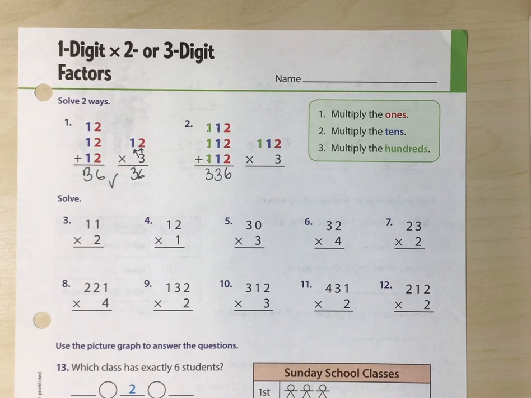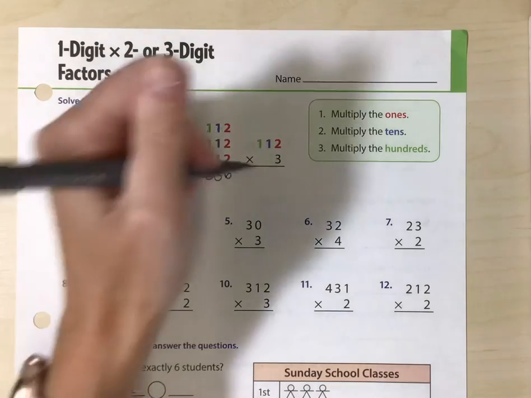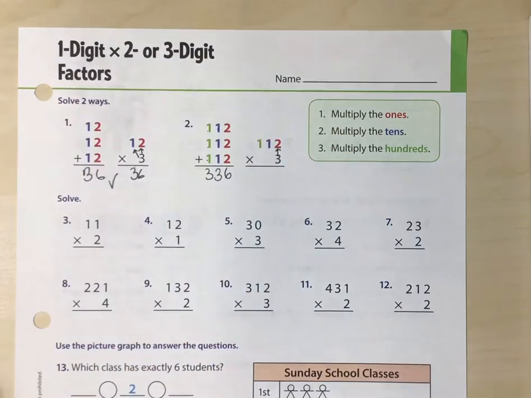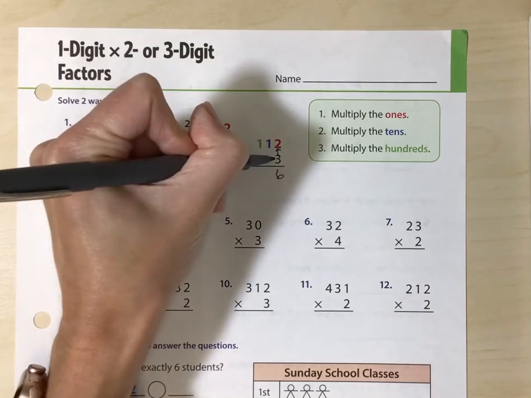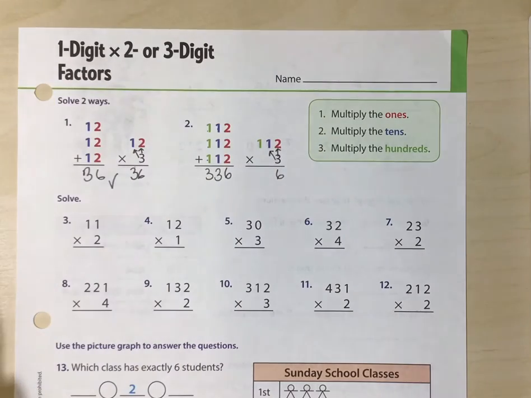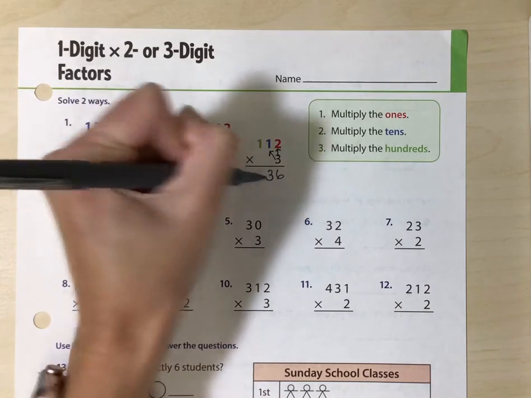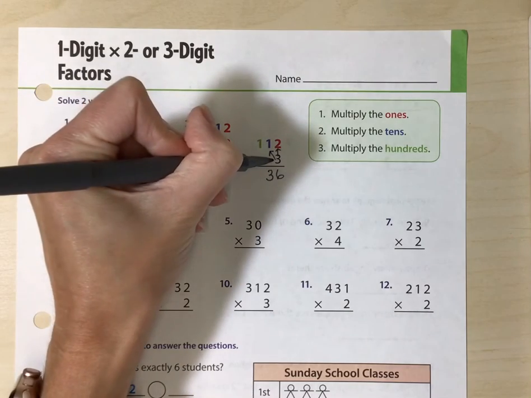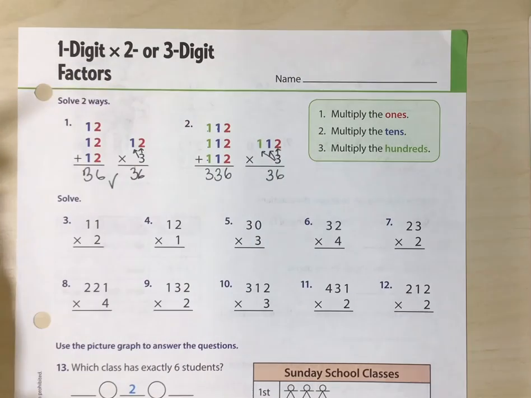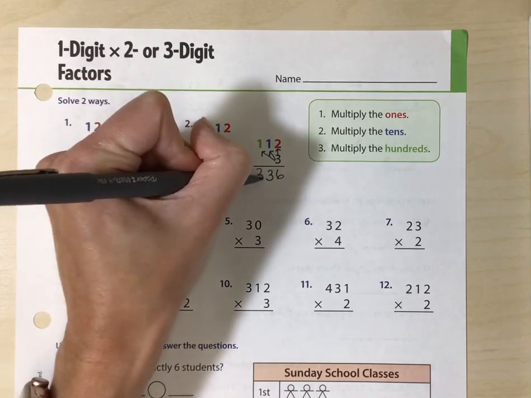Remember, it's really important to keep your place values in order. So I'm going to start with my ones. I'm going to multiply up. 3 times 2 is going to give me, good, 6. Then I'm going to take my number and I'm just going to multiply it by the number in my tens place. 3 times 1 is going to give me 3. Very good. Now I have another number, so I just keep going. I'm going to take my same number at the bottom and now I'm going to multiply it by the number in my hundreds place. And 3 times 1 is going to give me 3.